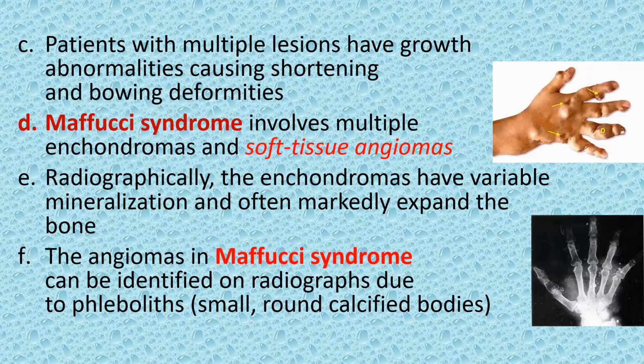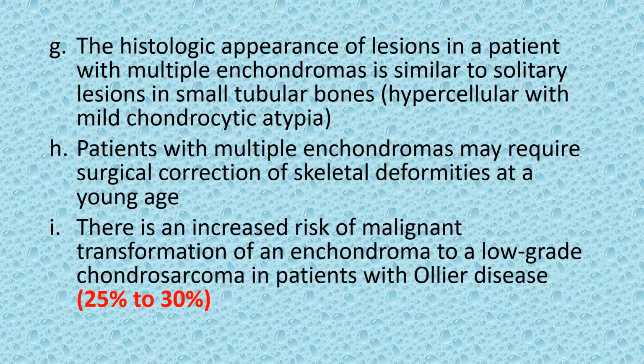The histologic appearance of lesions in a patient with multiple enchondromas is similar to solitary lesions in small tubular bones, hypercellular with mild chondrocyte atypia. Patients with multiple enchondromas may require surgical correction of skeletal deformities at a young age.